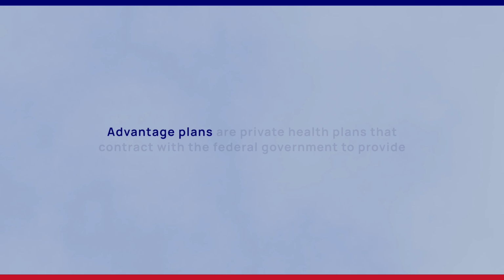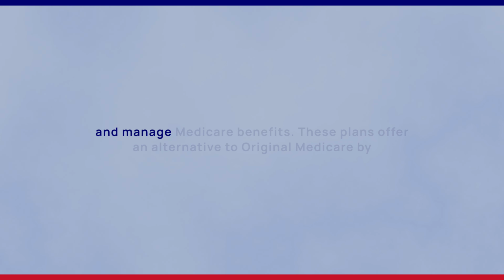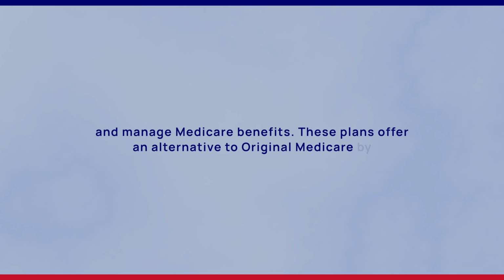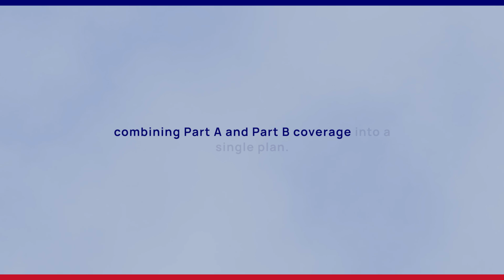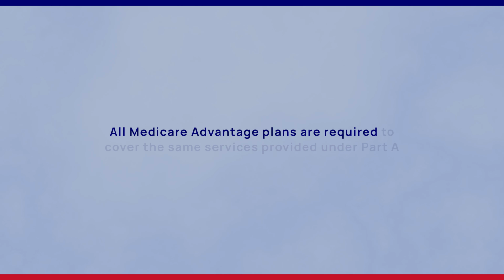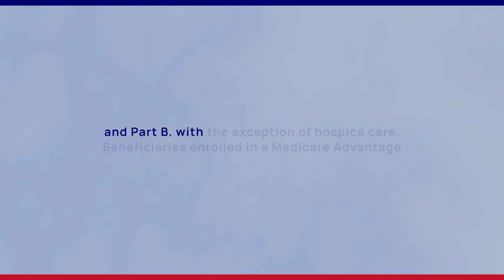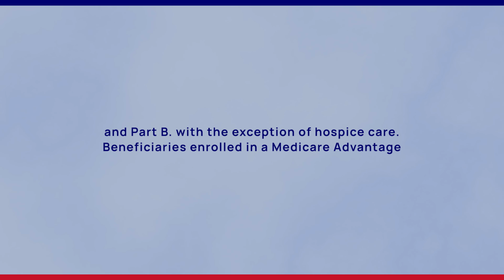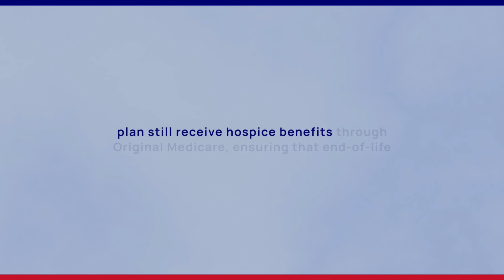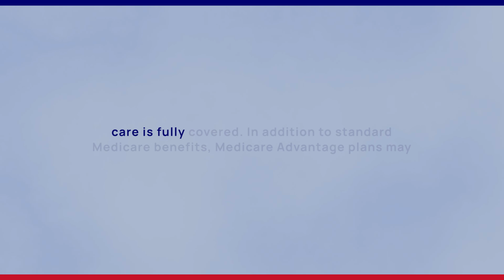Medicare Advantage plans are private health plans that contract with the federal government to provide and manage Medicare benefits. These plans offer an alternative to original Medicare by combining Part A and Part B coverage into a single plan. All Medicare Advantage plans are required to cover the same services provided under Part A and Part B, with the exception of hospice care. Beneficiaries enrolled in a Medicare Advantage plan still receive hospice benefits through original Medicare, ensuring that end-of-life care is fully covered.